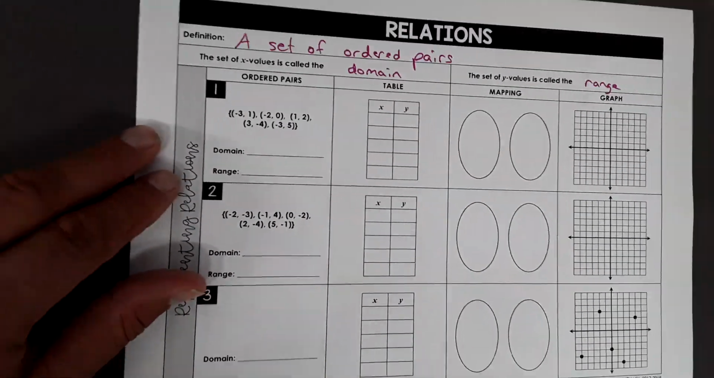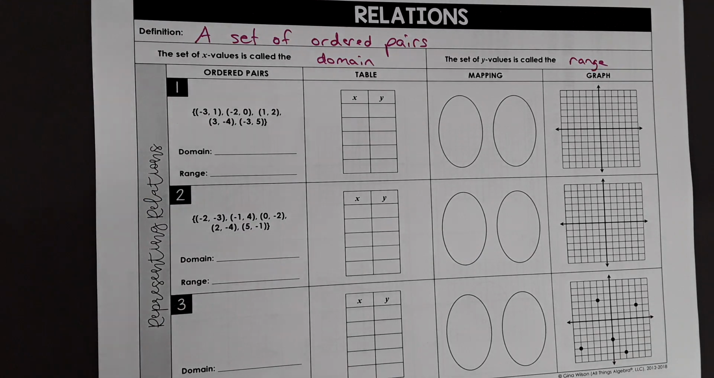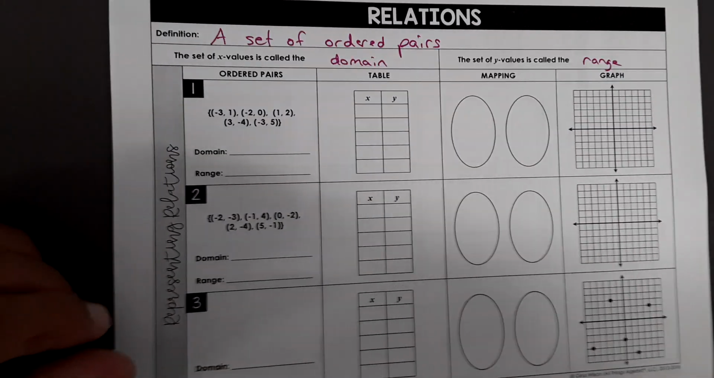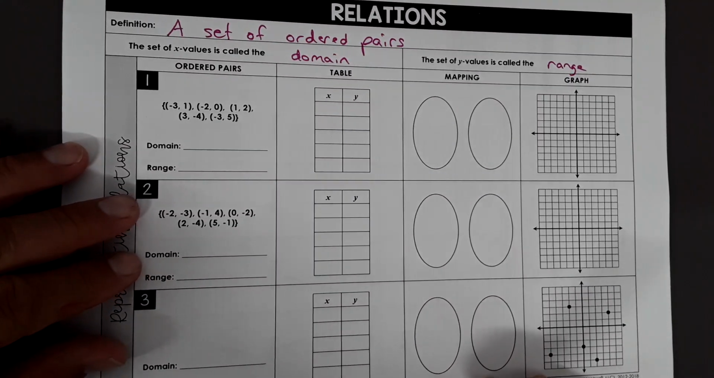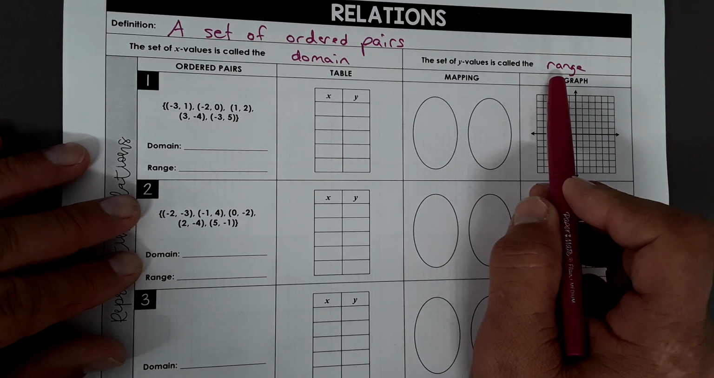All right. A relation. We're going to have a lot of new definitions, and I think this was defined earlier in your own words. It was. It's a set of ordered pairs. The x numbers are the domain numbers. The y numbers are the range numbers.